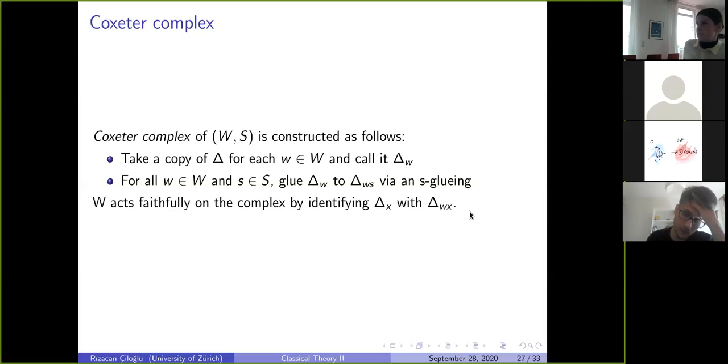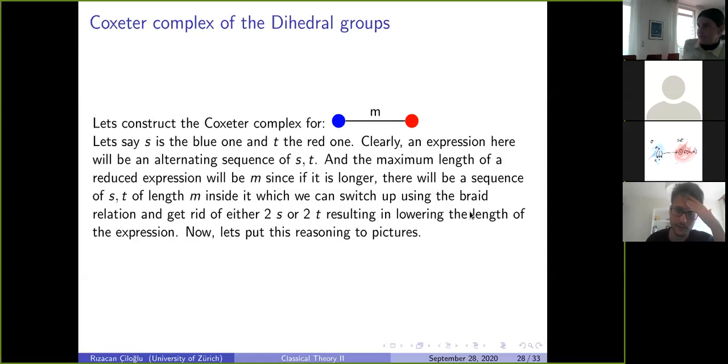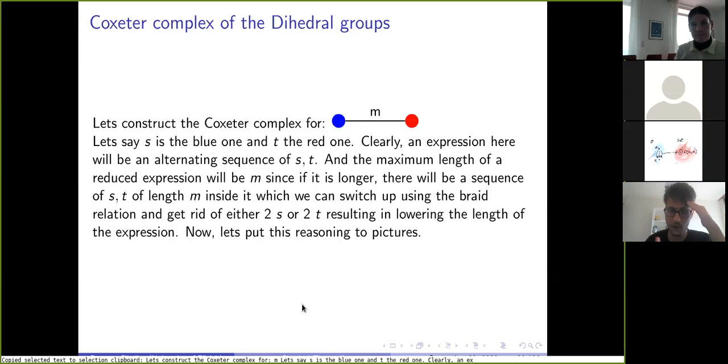I will construct an example for the dihedral groups, these Coxeter groups with this graph. Let's construct the Coxeter complex. I took the liberty of coloring this blue and this red. In the case of M being finite, what are the elements of this group? They have to be alternating sequences of S and T, because if you put 2S or 2T consecutively, it will just be the identity. The maximum length of a reduced expression will be M, since if it's longer, there will be a sequence of S and T of length M inside, which we can switch using the braid relations to get rid of either 2S or 2T, lowering the length of the expression. So if you have something longer than M, you reduce it down to length M. So the maximum is M.